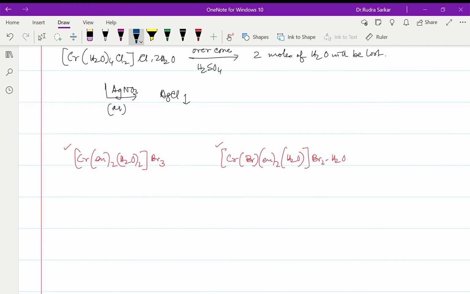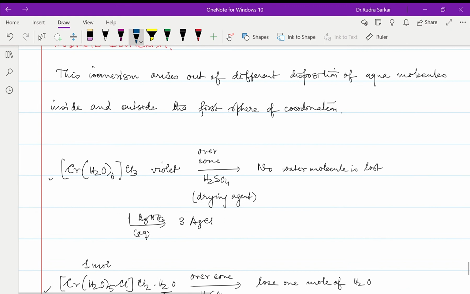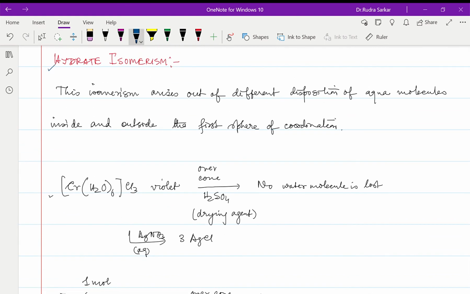Sir, here also 2 moles of H2O will be lost? No, is this H2O outside? No, it is inside, so it will not be lost. So here in this complex you are seeing two H2O molecules inside, and here you are having one molecule of H2O outside. So there is a variation in the amount of water molecules inside and outside the bracket. So obviously they are showing what? Hydrate isomerism. This new isomerism we are called hydrate isomerism.